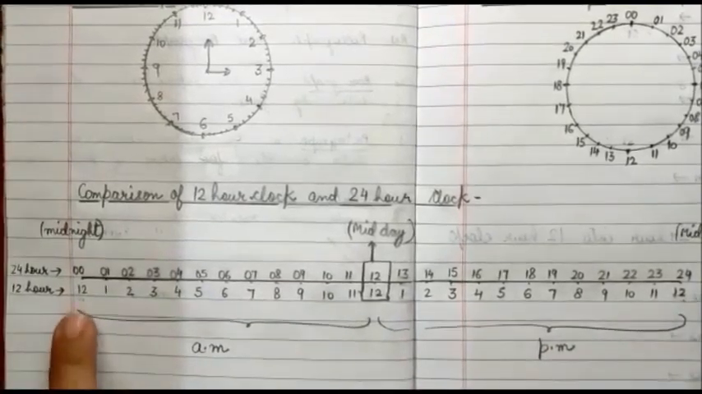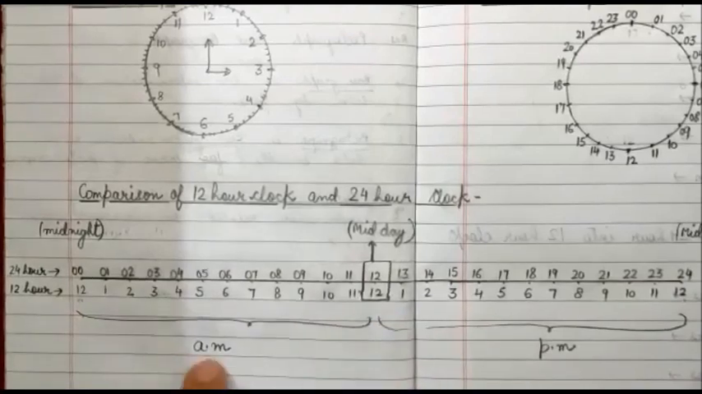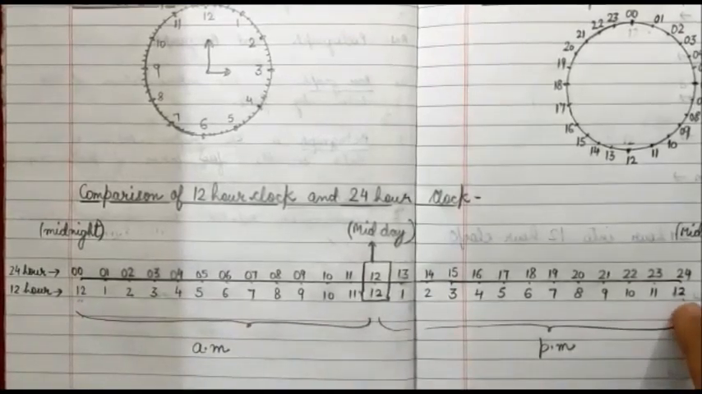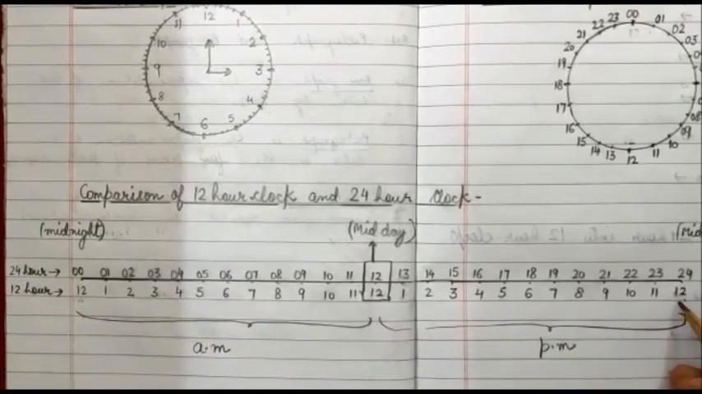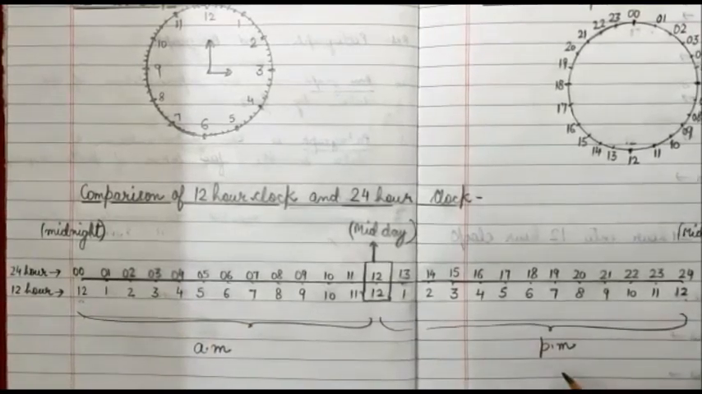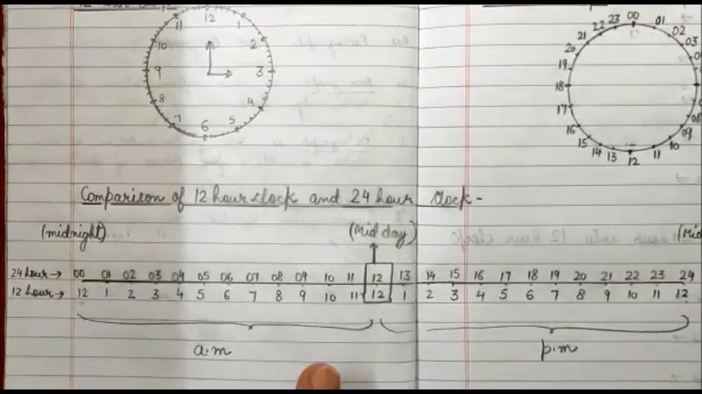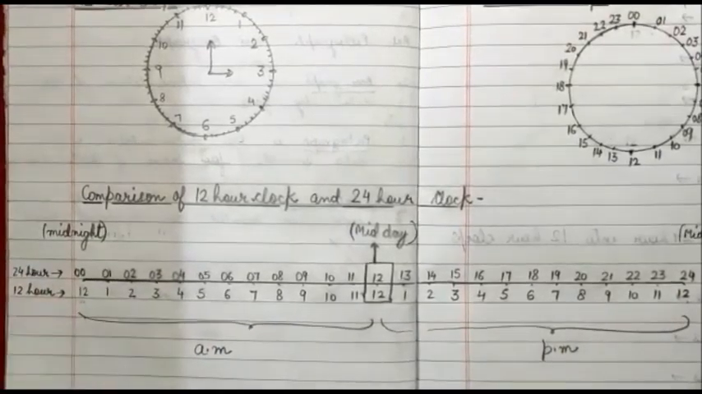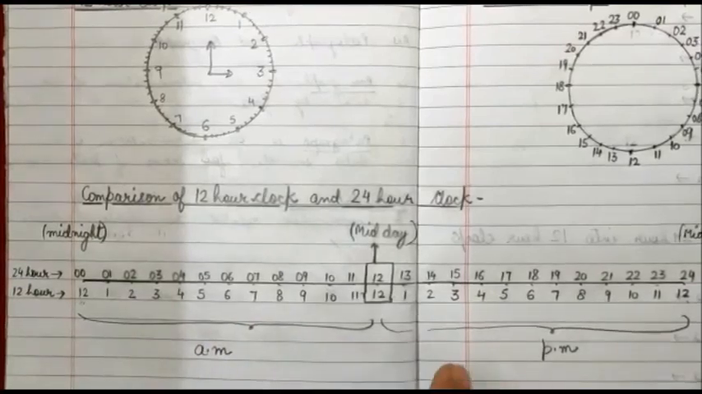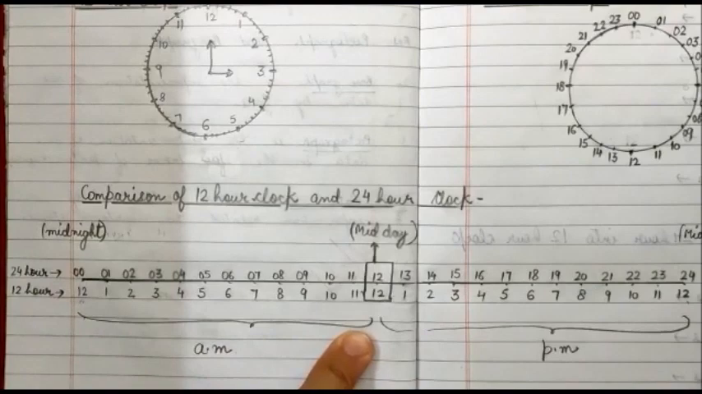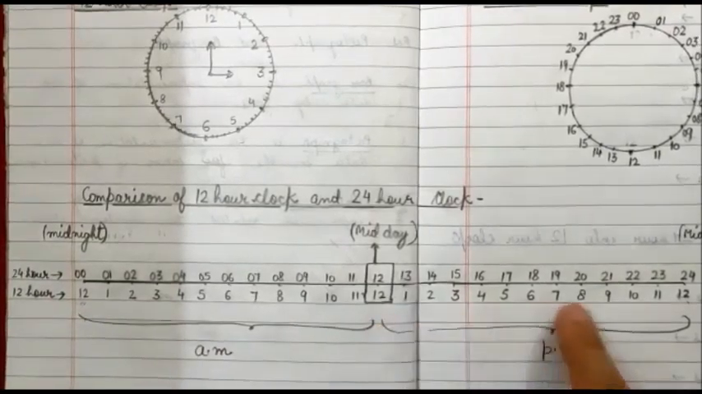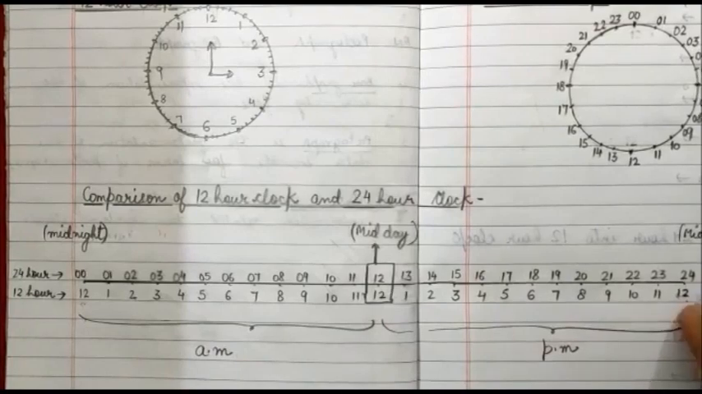So the time between 12 midnight and 12 noon is the AM time, and 12 noon to 12 midnight, meaning up to 11:59, is the PM time. This is the major difference between a 12-hour clock and a 24-hour clock. In the 12-hour clock, let me repeat once again, as we have only 12 major divisions, after 12 it will again reset and start going from 1, 2, 3 till 12 midnight.